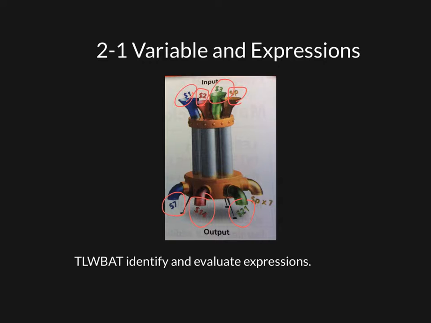Now we see when it goes through, we are multiplying that number by 7. So if P dollars go in, then we need to multiply it by 7. That would be our expression that kind of describes the pattern. Okay, so let's try some examples here.